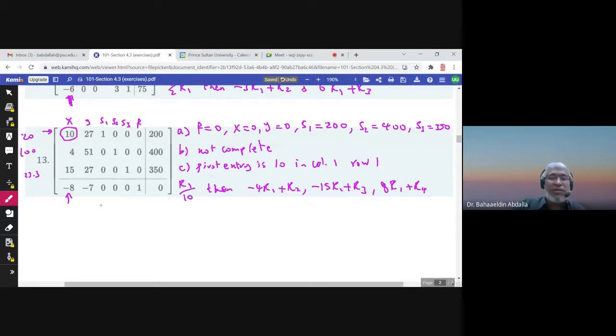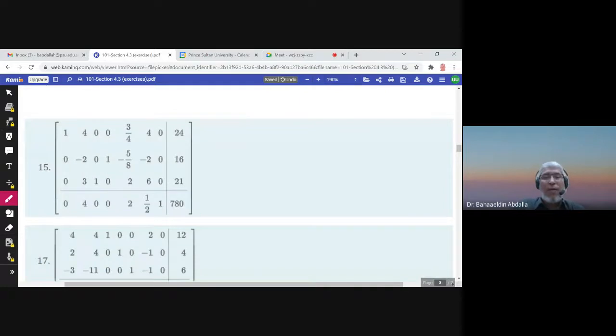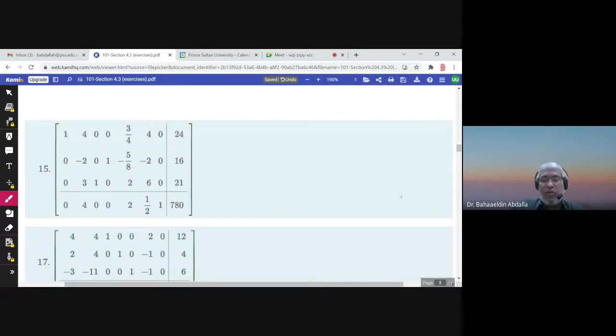So that's it. Another question. Well, in this case now, all the indicators are non-negative. So this problem is complete and the matrix is a final matrix.